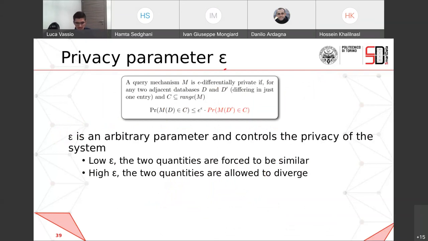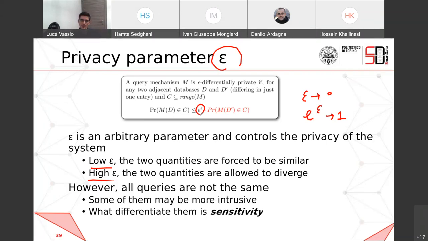So let's see what this epsilon exactly is. It is a parameter, it's arbitrary, so it's chosen a priori, and it controls the privacy of the system. If we have a low epsilon, then the two quantities, of course, will be similar. Why? Because if, for example, epsilon approaches 0, e to the power of epsilon approaches 1. So basically, we are saying that the two probabilities should be the same, and so we have high privacy. If instead we have a high epsilon, it means e to the power of epsilon is increasing, so the ratio can diverge, and the two quantities can be farther apart.